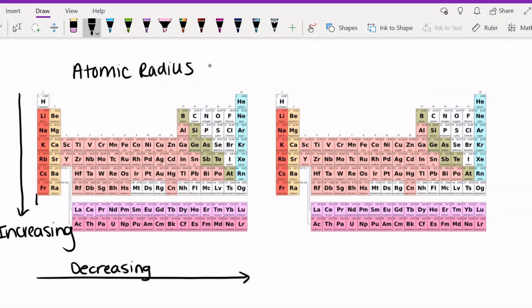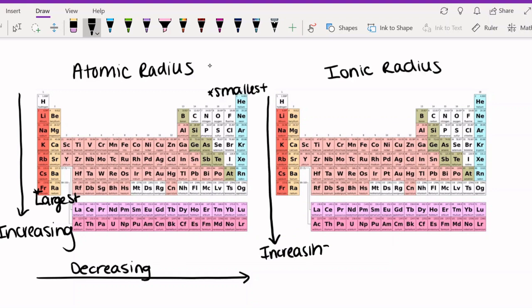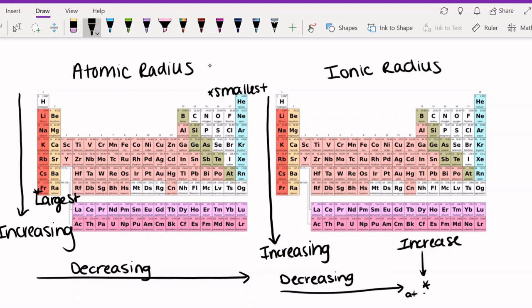Alright, that was a lot of information to process at once. Let's take a quick second to summarize. Atomic radius increases as we move down a group and decreases when we move to the right across a period. Ionic radius also increases as we move down a group. As we move to the right, it decreases, then increases as we switch from cations to anions, and then decreases again.